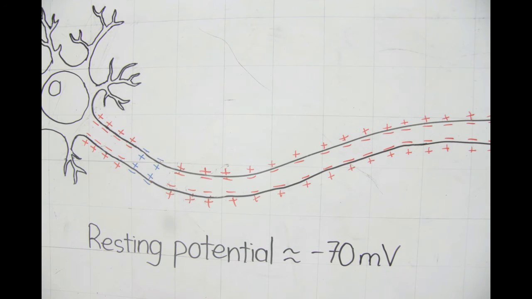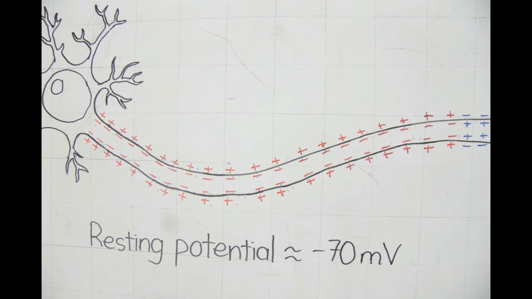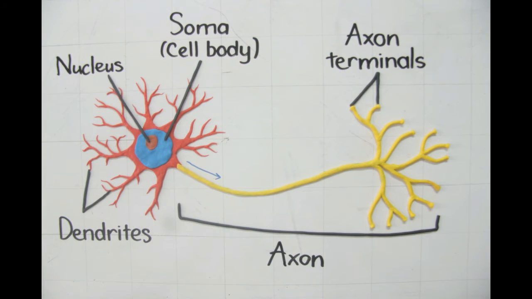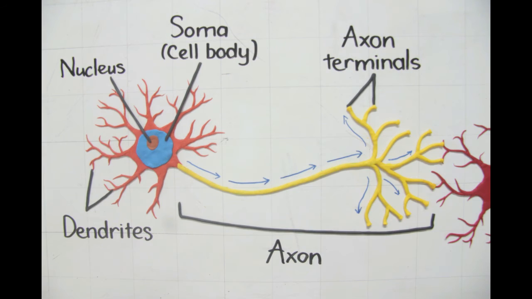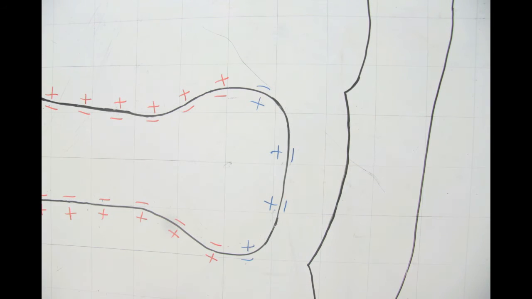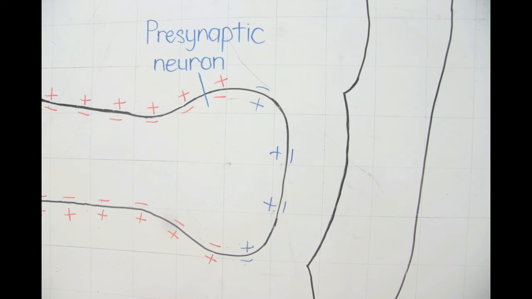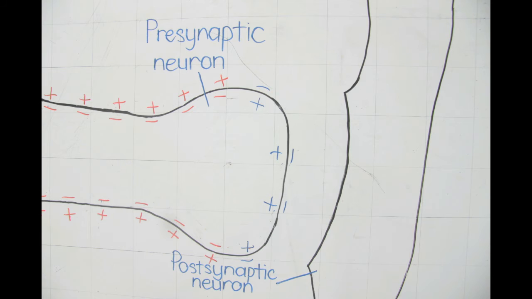This process happens over and over on the axon as a chain. When the electrical impulse reaches the axon terminal, we call that place the synapse. The neuron sending the signal is the presynaptic neuron and the receiver is the postsynaptic neuron.